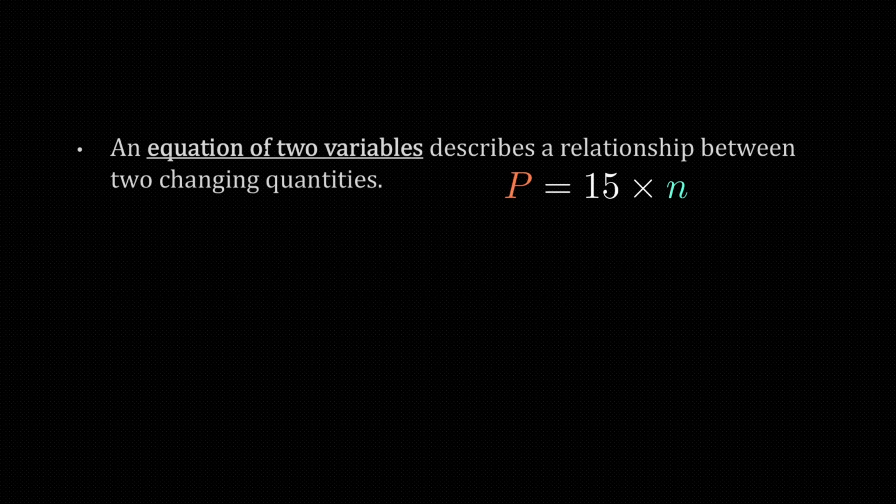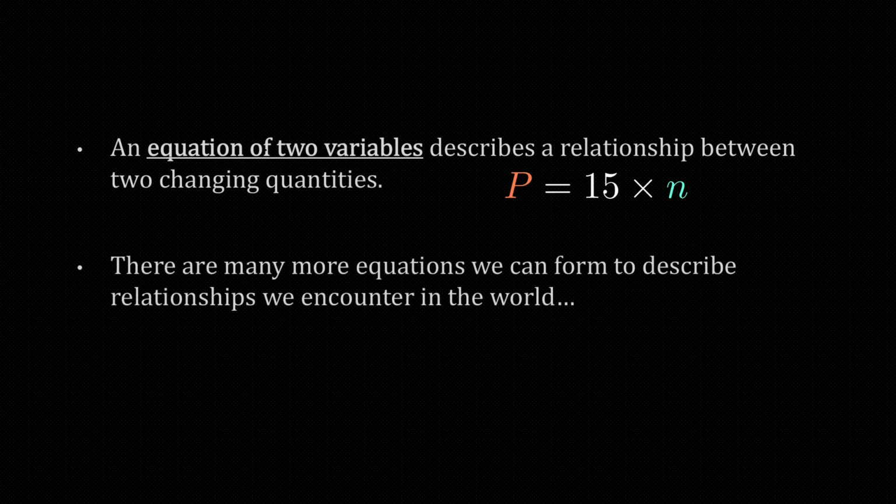Having formed an equation containing variables, we reach our first vocabulary word. An equation containing two variables describes the relationship between two changing quantities. For instance, our equation right here describes the relationship between number of haircuts and profit.